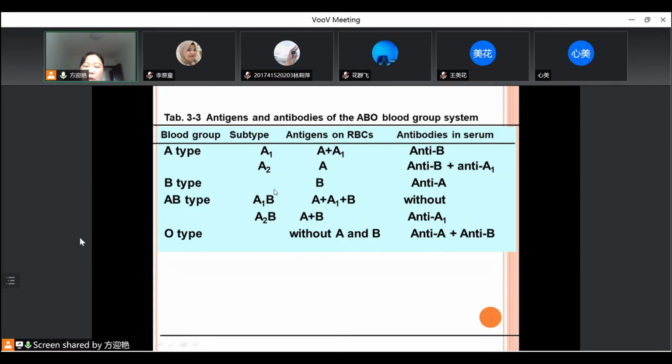And for type AB, there are A and B antigens on the red blood cell, and without anti-A or anti-B in the plasma. For type O, it means that on the red blood cell membrane, yeah.